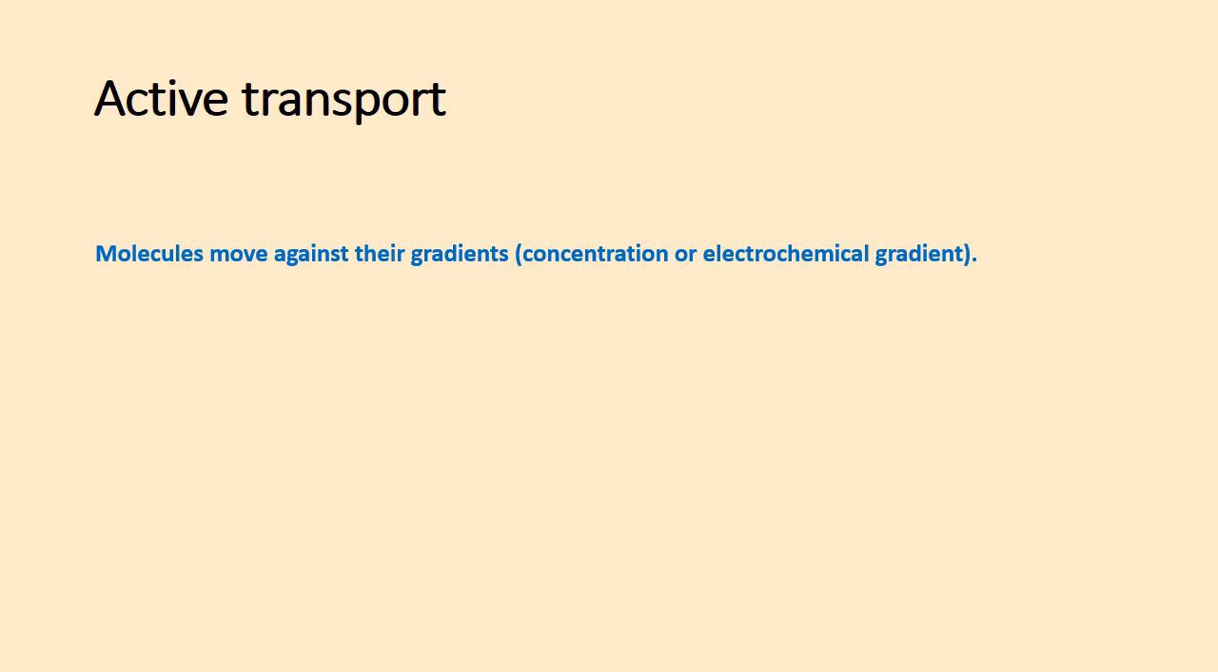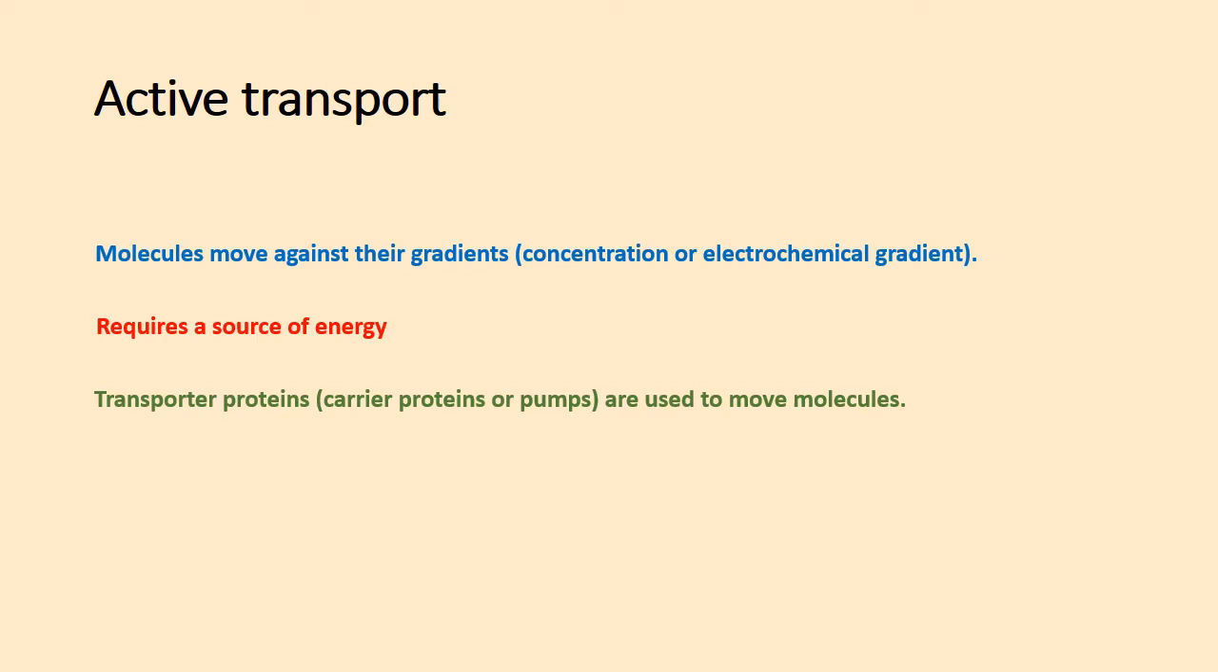Active transport is one of the mechanisms by which substances are transported across a cell membrane. This mechanism requires an energy source to move the molecules against their gradients. Molecules are transported by transporter proteins, which are usually called pumps.